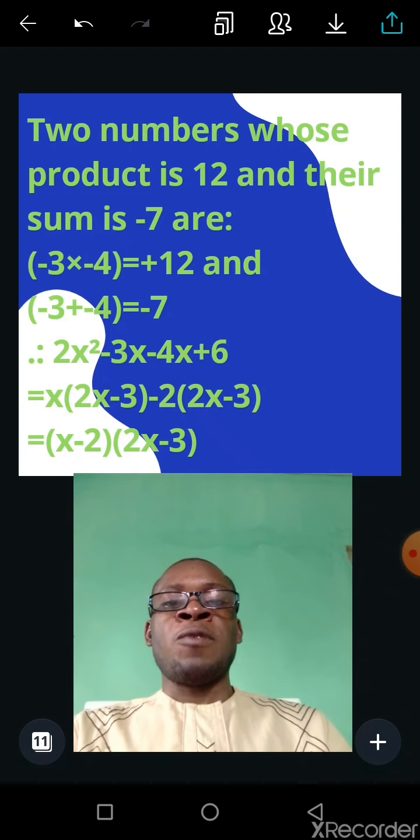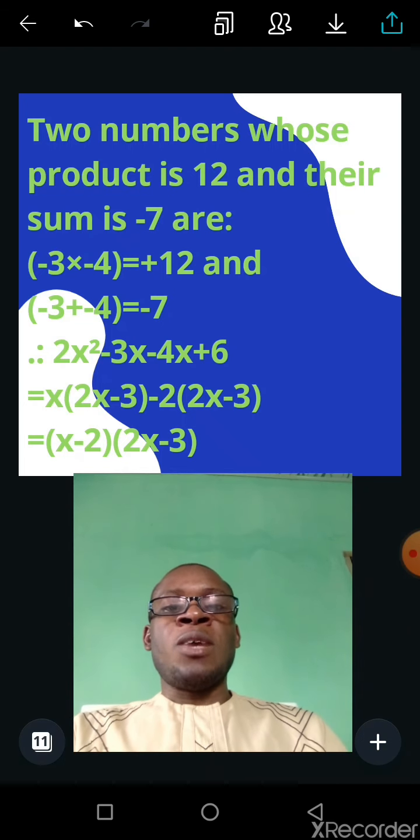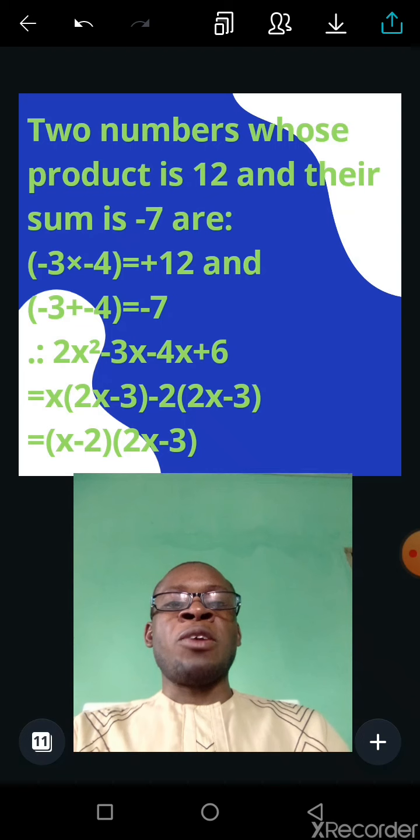What's the HCF of 2x² − 3x? We have x. So x divided 2x² will give us 2x. Then we'll put down minus. x divided 3x will give us 3. Then we go to the next one. We have −4x + 6.